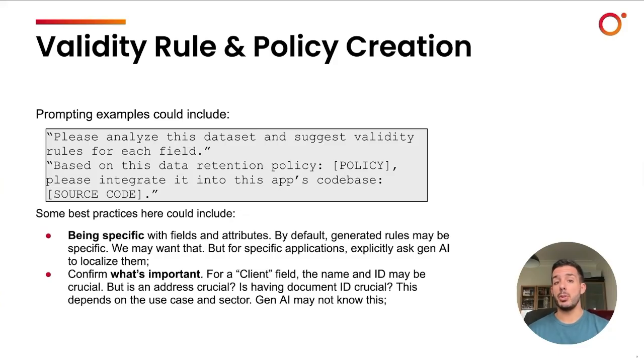Or for example, is having document ID crucial? In certain areas like healthcare or finance, it's absolutely crucial. But if we're talking, for example, about email marketing again, maybe not at all, right? So it depends on the use case and sector. High data quality for a data set is not global. It depends on what you want to use the data set for. So again, GenAI may not know this, so the more context that you provide, the more that it's going to be able to give you a tailored answer.